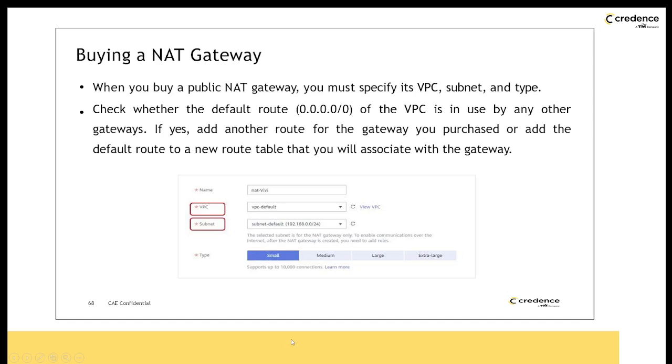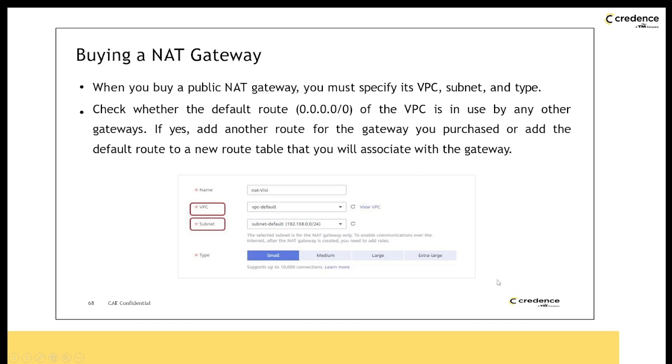For a small company, small is good enough. Check whether the default route of the VPC is in use by another gateway. If yes, you need to add another route for the gateway you purchase, or add the default route to a new route table that you will associate with the gateway. There is only one default route per VPC, so you cannot have the same default route to the same gateway.